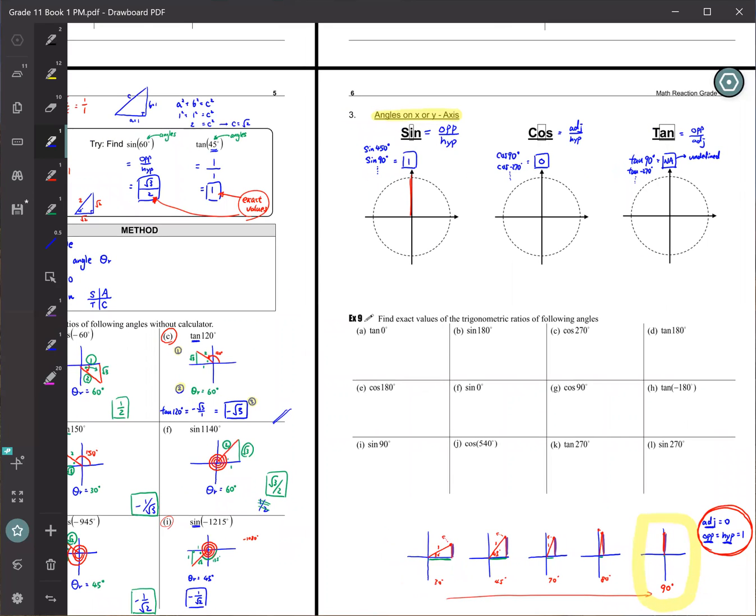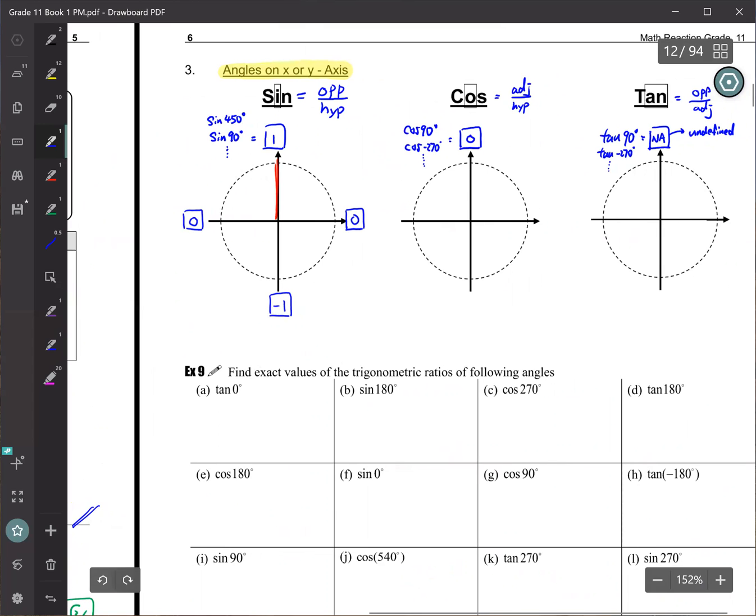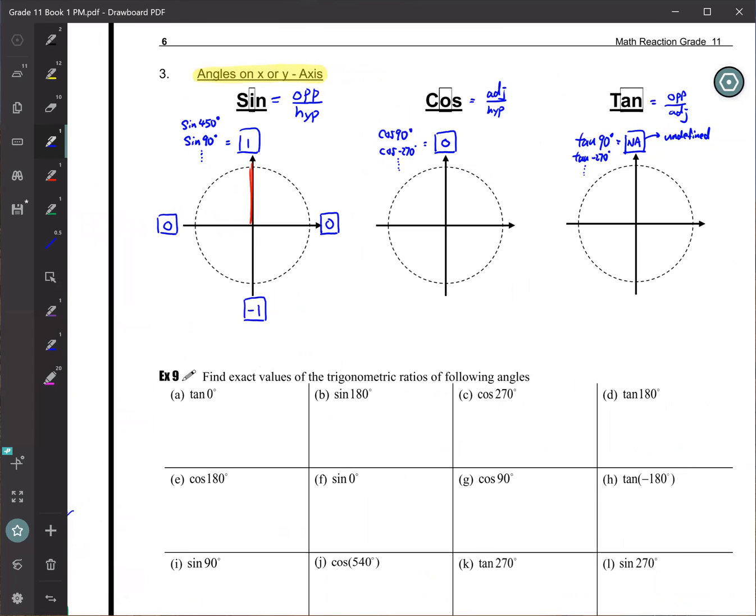So I'm going to write out the result here. If it's on the x-axis, it will be 0 for sine. This side will also be 0. This one will be negative 1. Fill that out first. And then this one will be 1. This will be negative 1. And this will be 0.